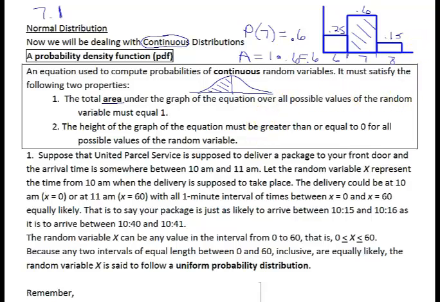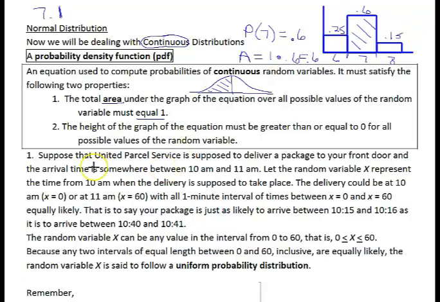Okay, so that's what it says right here, a probability density function. That's PDF for short. Here are the two properties. They're the same two properties that we had when we did discrete. The total area under the smooth line has to equal 1, which is exactly what it had to do when we had the bars. And the height of the graph must be greater than or equal to 0. So that means you don't have any negatives; it's not going to go down below the line, just like in discrete.